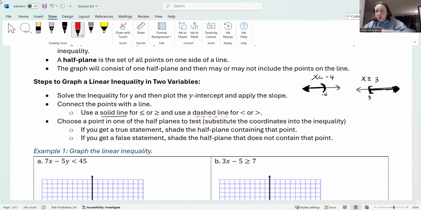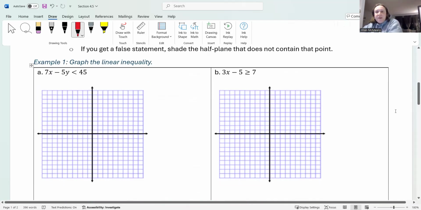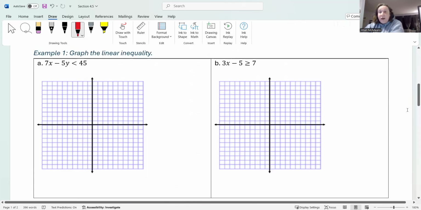Okay, so let's look at just two regular old linear inequalities. Okay, we'll eventually merge this with systems, I swear. So example 1 says that we need to graph the linear inequality.